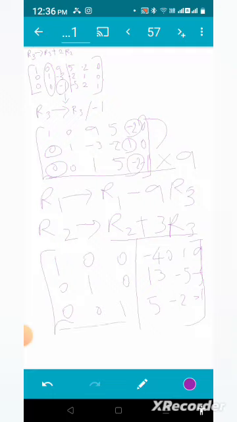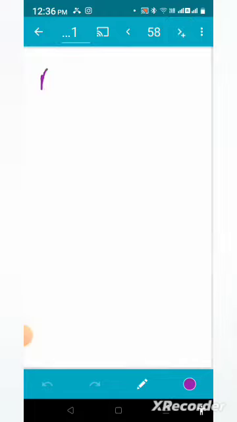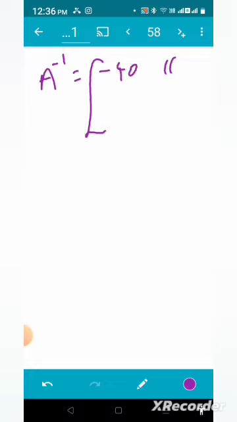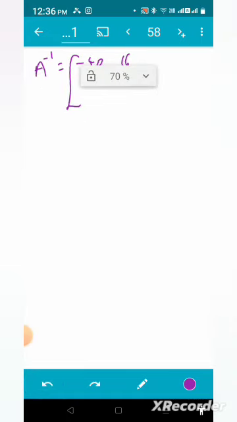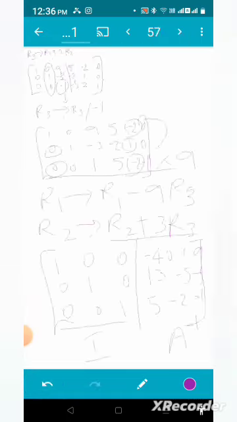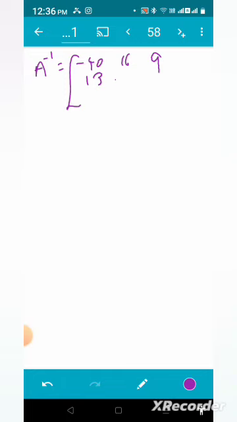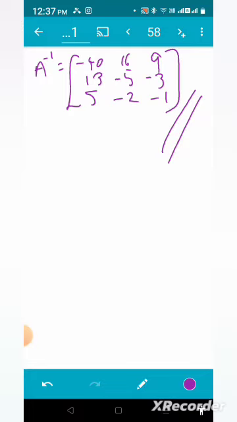So I get the identity matrix. So this is the A inverse value. A inverse is equal to minus 40, 16, and 9. Then 13, minus 5, minus 3. Then 5, minus 2, minus 1. This is the A inverse value by using the Gauss-Jordan method.